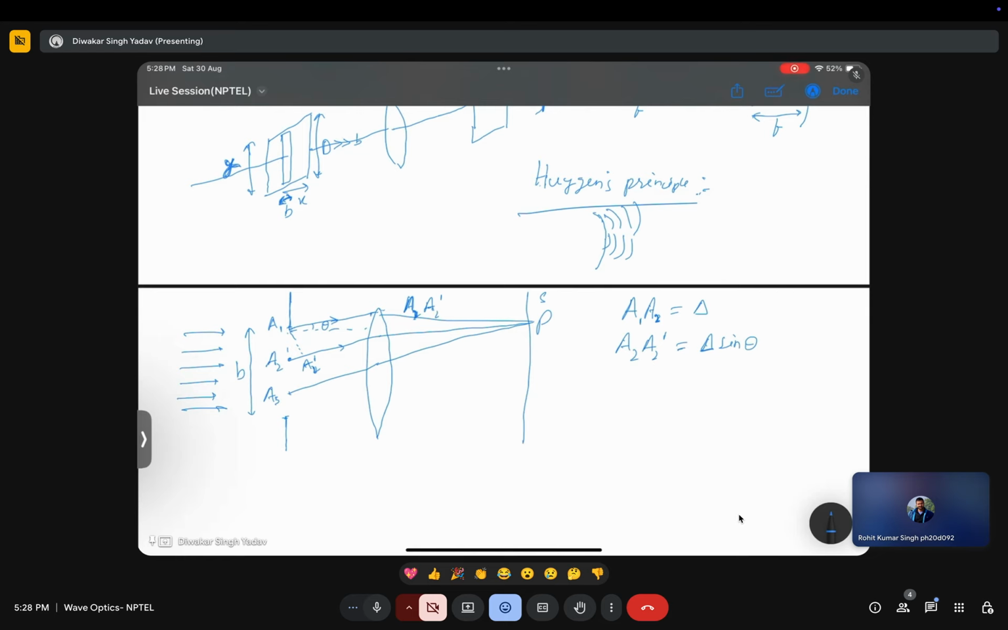Also, since these small distances are delta, the total slit width will be b is equal to n minus 1 delta, where n is the number of divisions that we are making. Why not n delta? Why is this n minus 1 there?